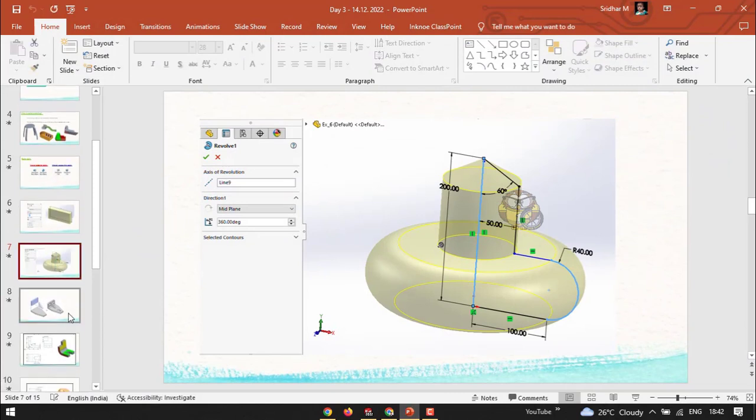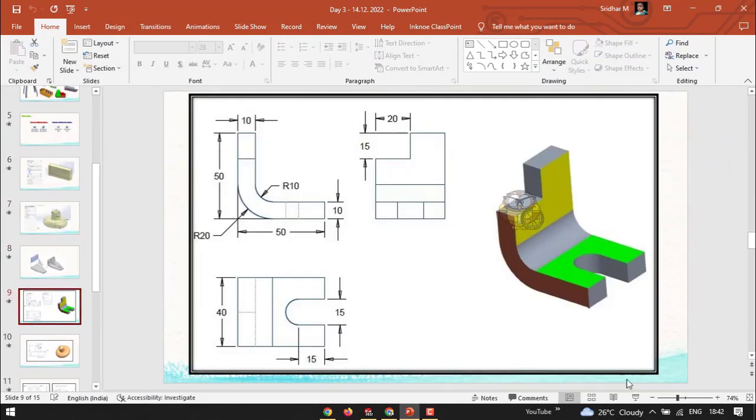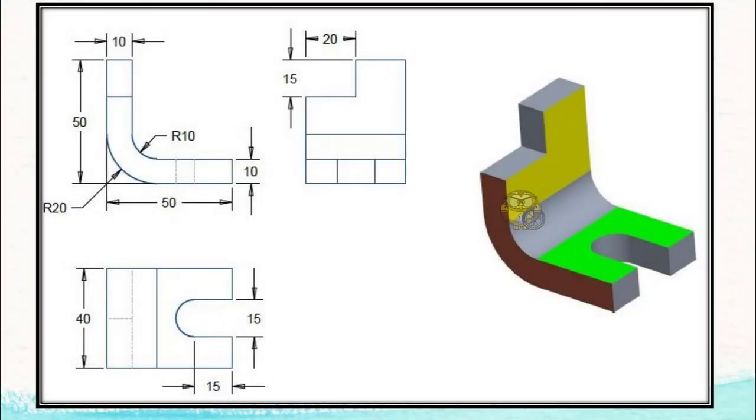Okay, so next we want to do some exercise, then only you get some clear idea. So this is our drawing. Now I am going to create this 3D model using this 2D drawing. I hope you already know how to read the drawing.